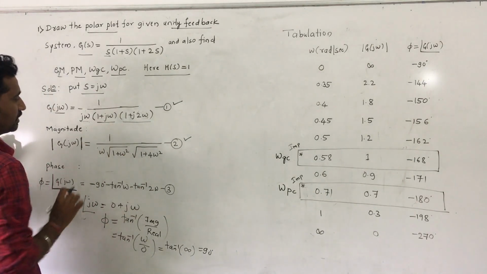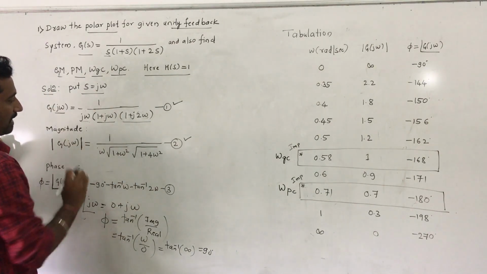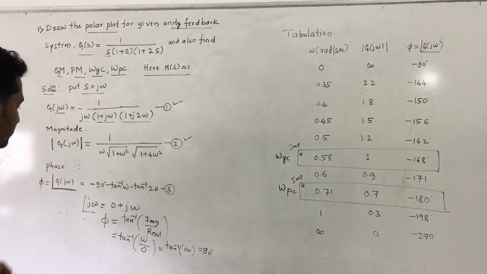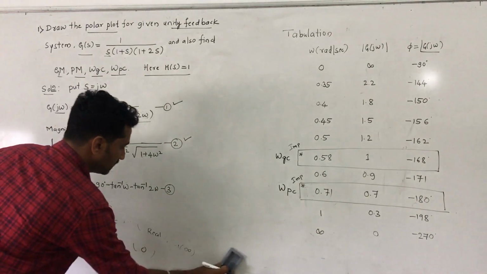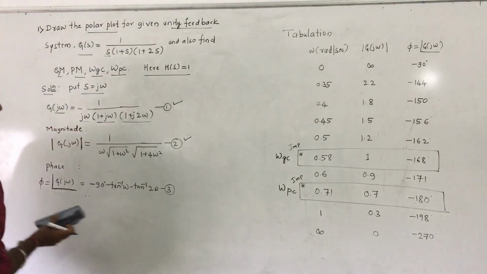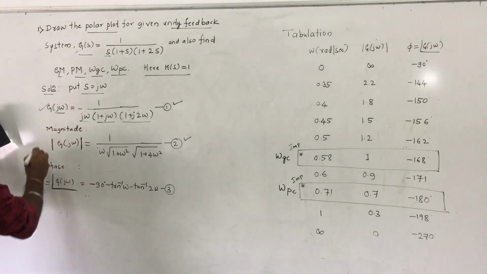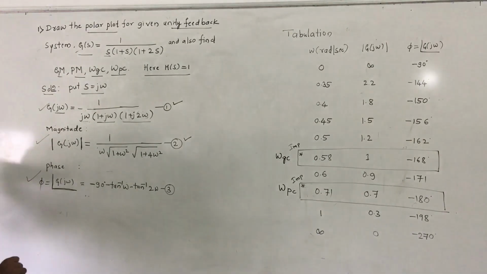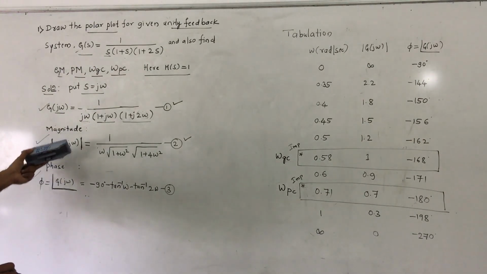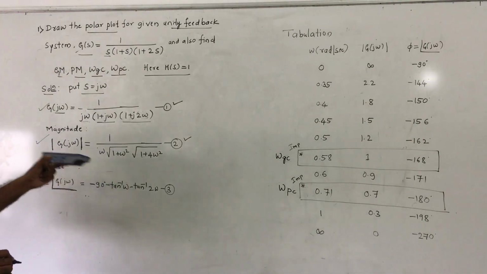Since it is again in the denominator, it will get a minus sign if I take it in the numerator, right? So this is writing the equation for the given G(s) in the s domain with a magnitude and phase. Now, from these two equations, equation numbers 2 and 3, we can make a tabulation here.